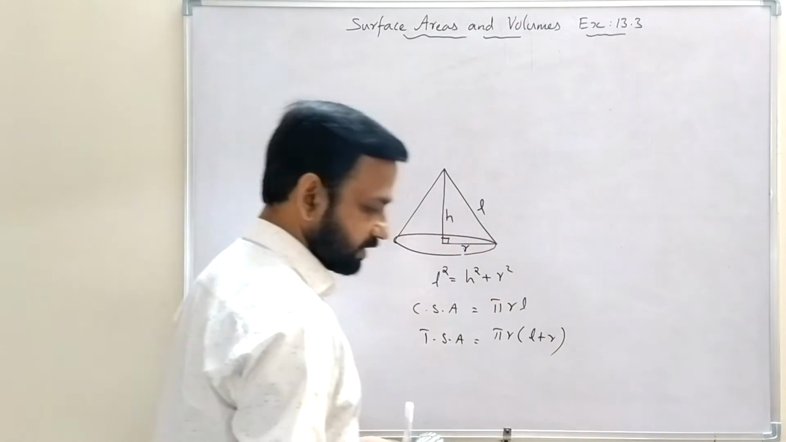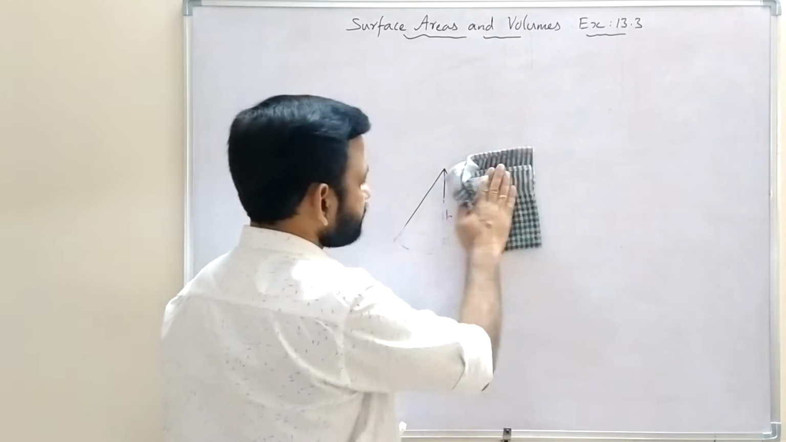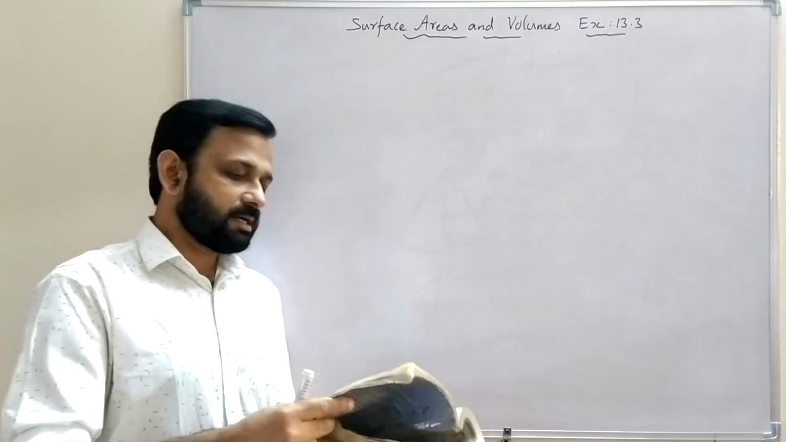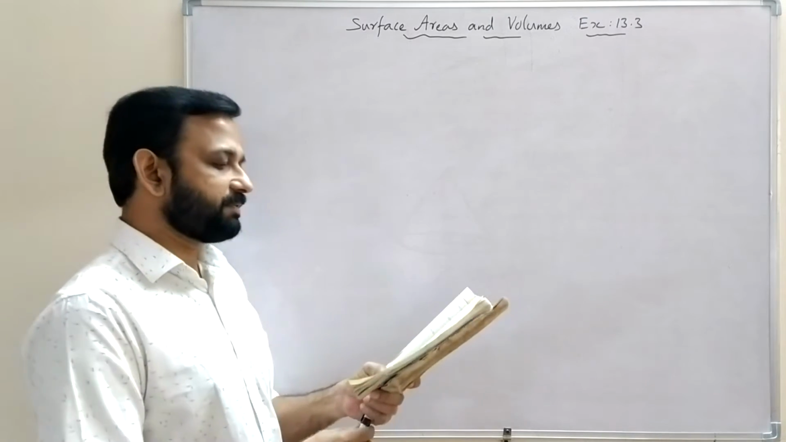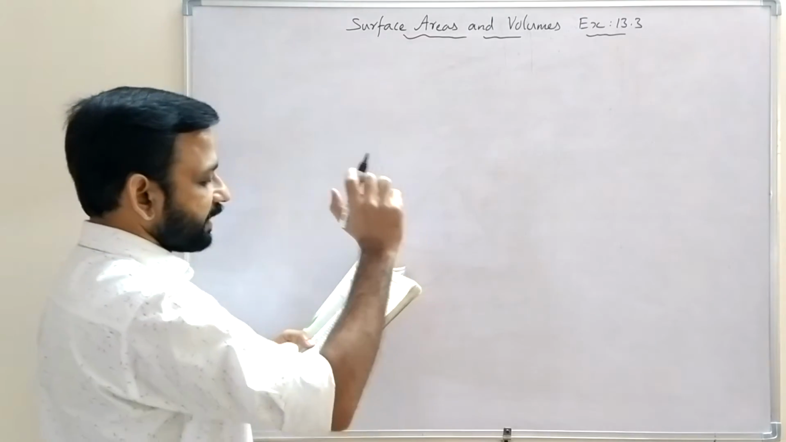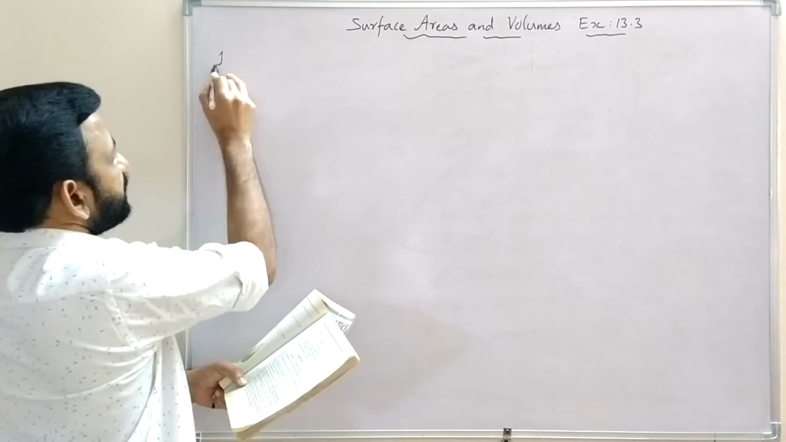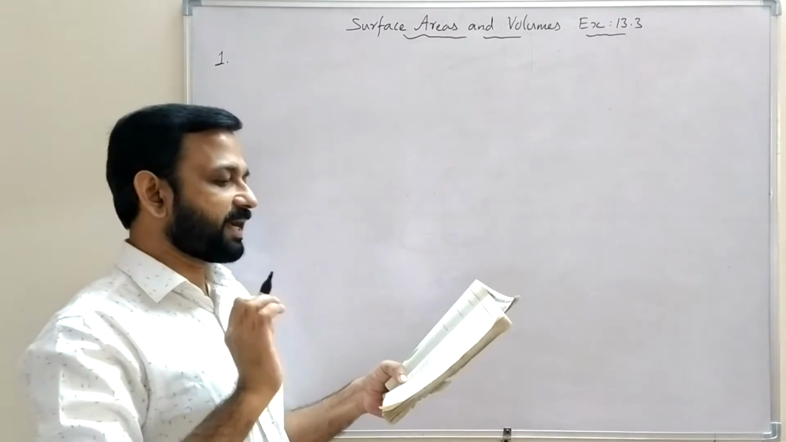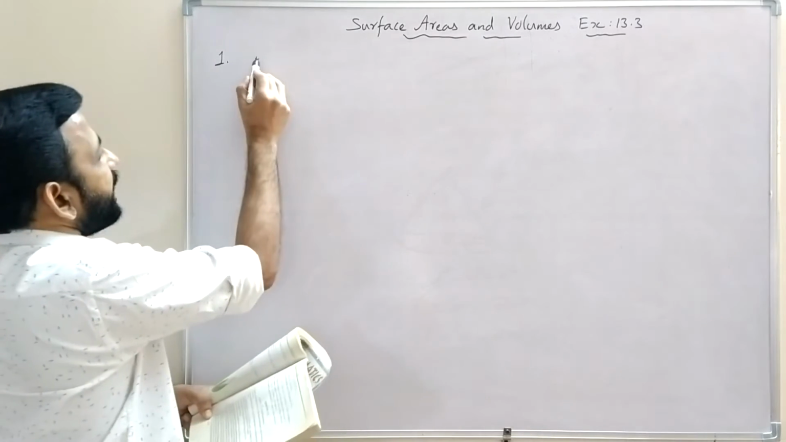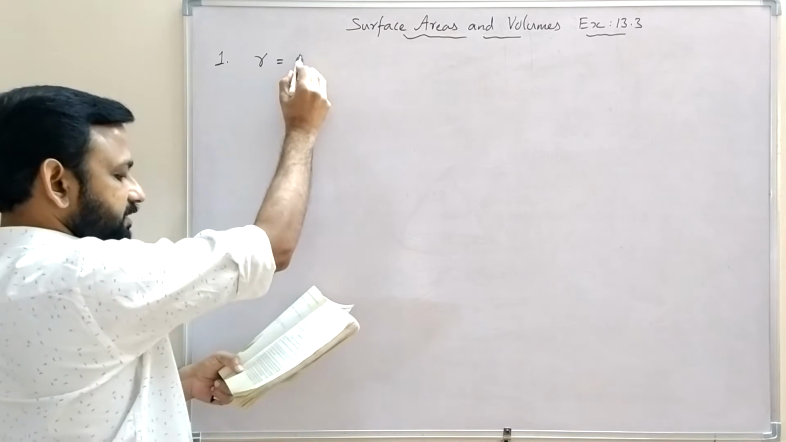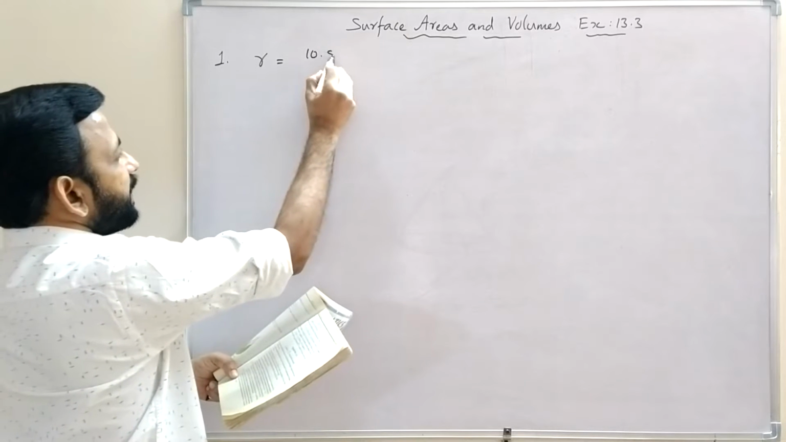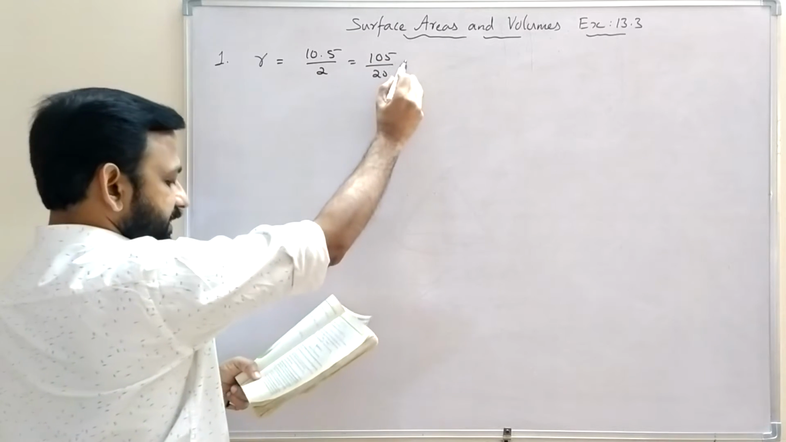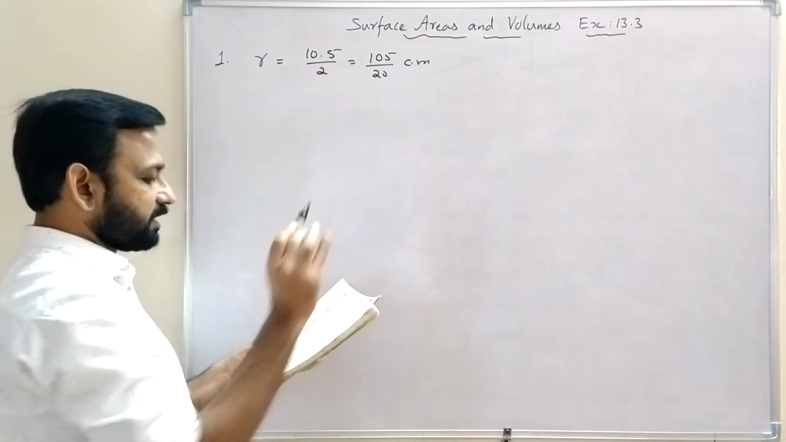So now we can do the questions one by one. First we will do question number 1. Diameter of the base of a cone is 10.5 centimeter and its slant height is 10 centimeter. Find its curved surface area. Diameter is given, therefore radius is half of diameter. 10.5 divided by 2, that is 105 upon 20 centimeter. So that is the radius.